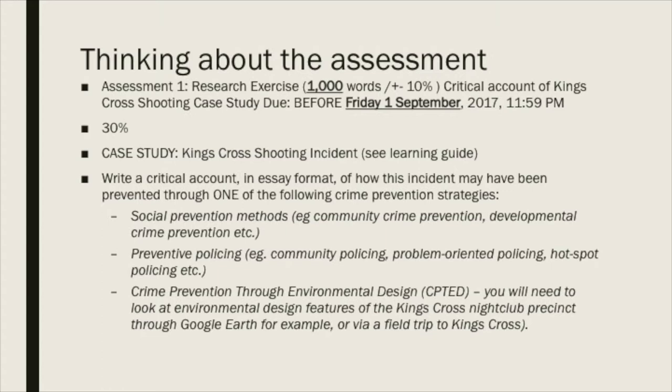It's focused on a specific case study relating to a shooting incident that happened in King's Cross back in 2012. The specific details of this case are explained in the learning guide, and I think this week I've put up a link to a YouTube video of footage from the incident. Anyway, this assessment requires you to write a critical account in essay format of how this incident may have been prevented through one of the following crime prevention strategies, which is listed below.